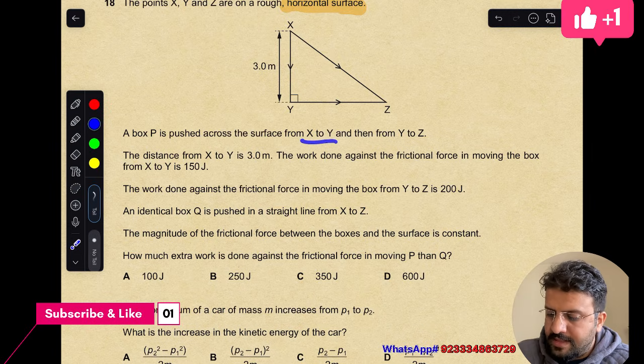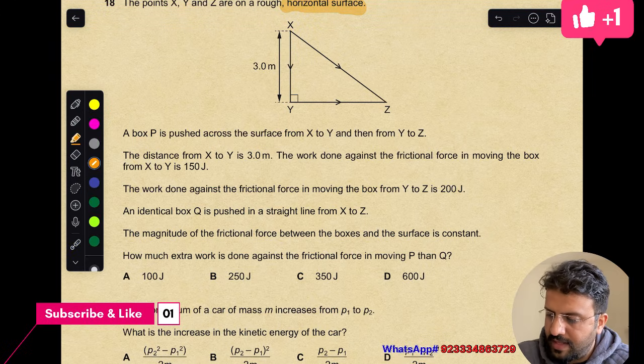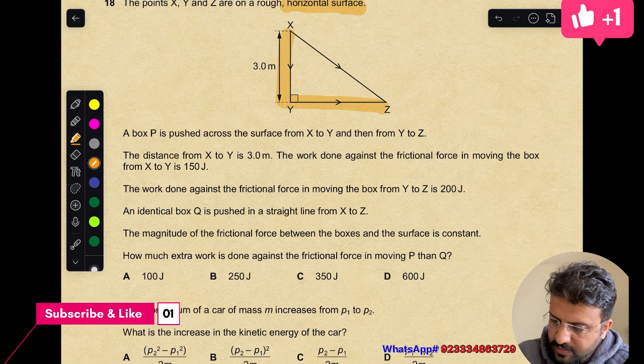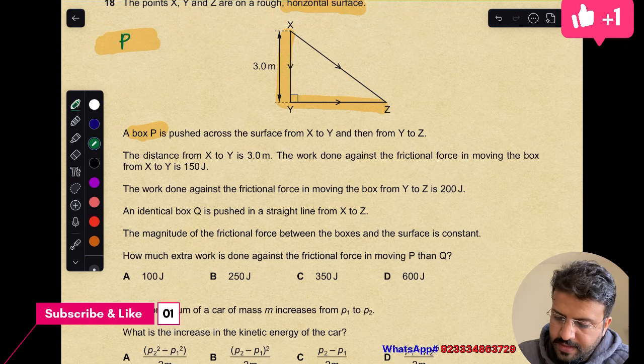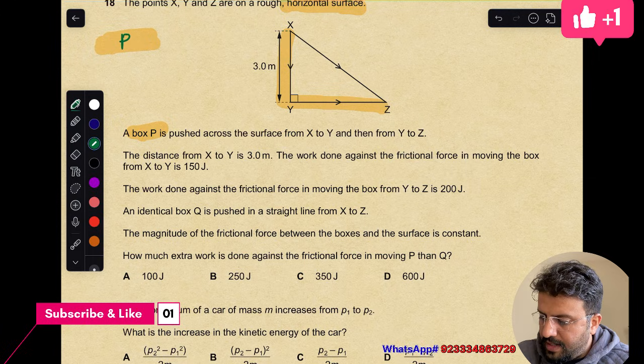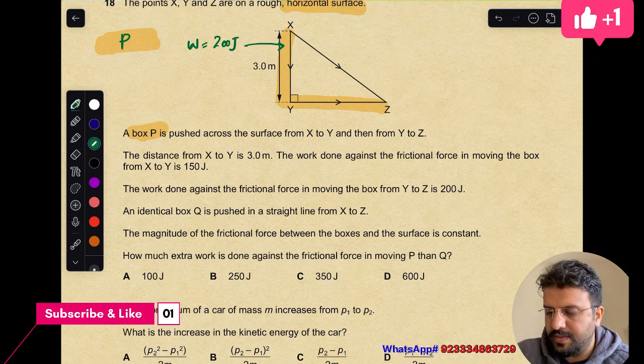A box P is pushed across the surface from x to y, so it's moving from x to y, then from y to z. So this is the path of the object, which they named object P. Let's color this. This is P. And the work done against the friction from x to y is 200 joules. So here the work done is 200 joules.